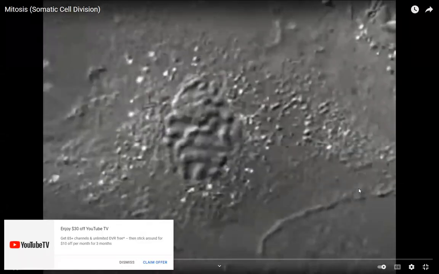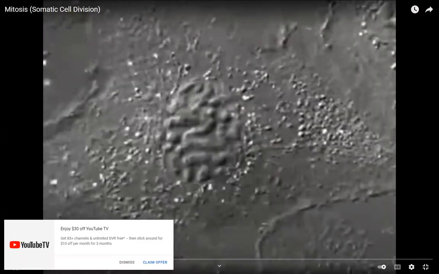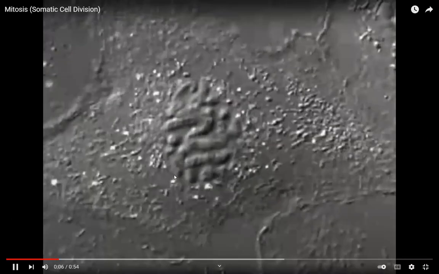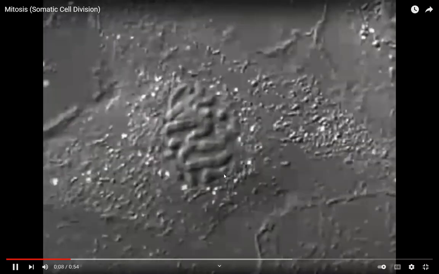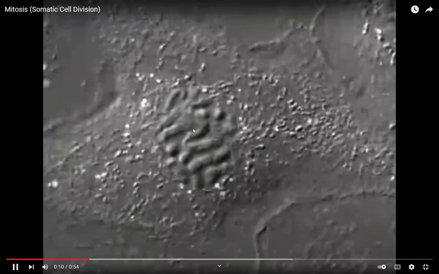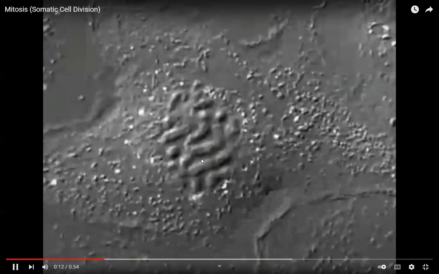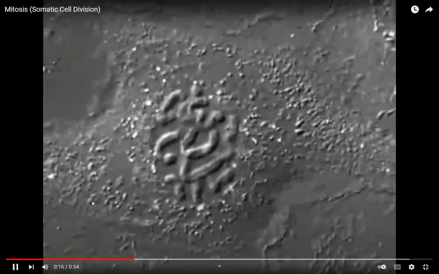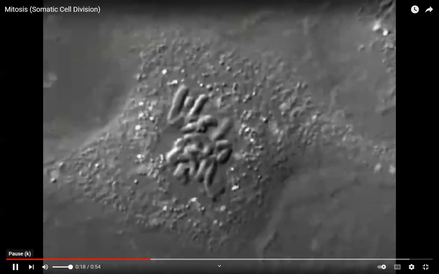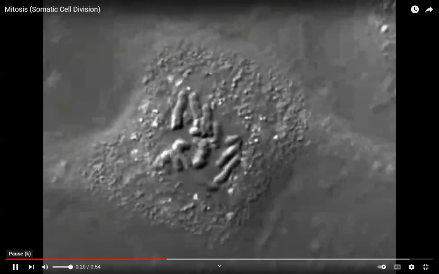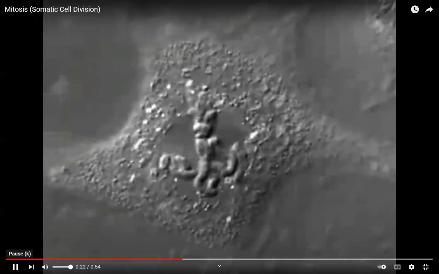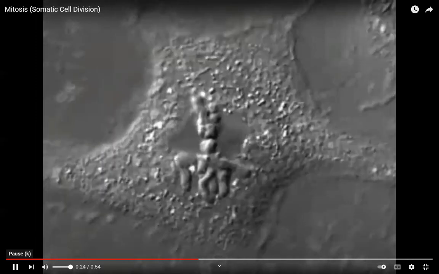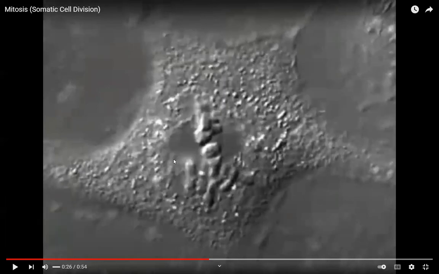Okay, so this is a real cell undergoing mitosis. You see, this is all the nucleus right here. You can see we're starting to see those chromosomes. All right, here we go. Here's where the motion is going to occur. This is all prophase still. All right, now we're getting ready for metaphase. You can see how they're starting to align towards the center.